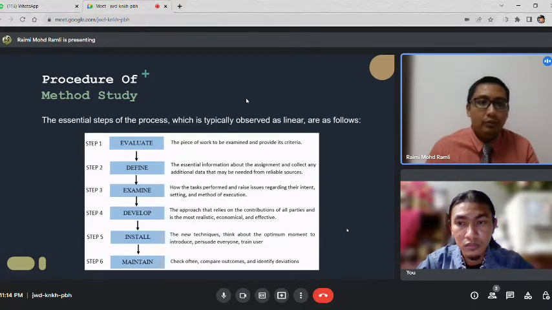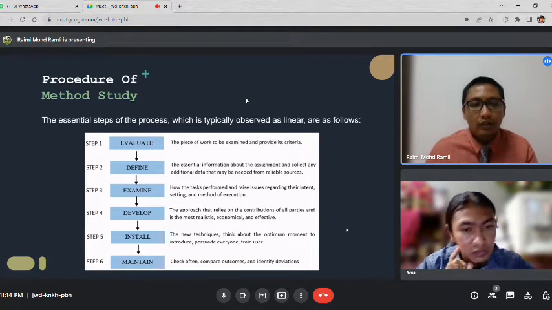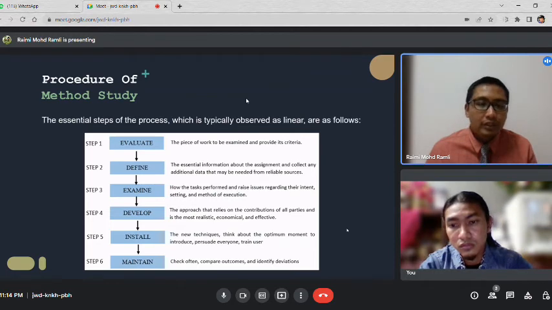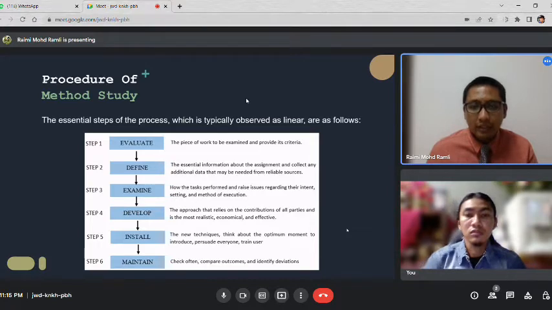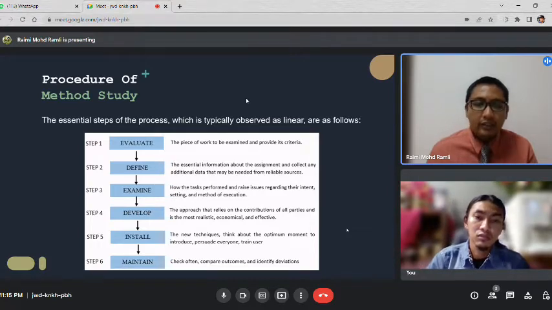This is the procedure of method study. There are a few steps in the basic process of method study. Step 1 is evaluate, step 2 is define, step 3 is examine, step 4 develop, step 5 install, step 6 maintain. Elaborating on these steps, step 1, evaluate, is the piece of work to be examined and provide its criteria.